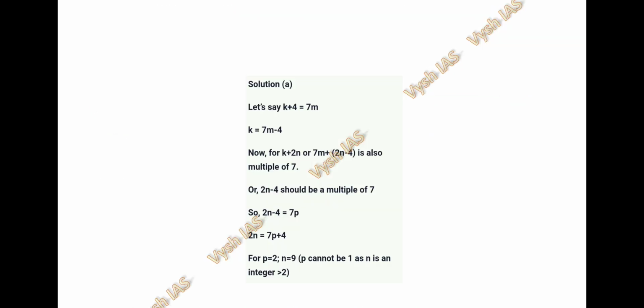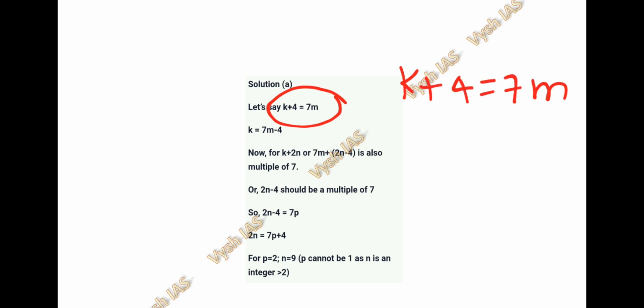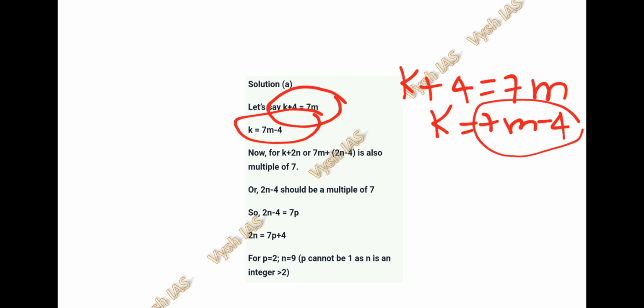As per the question, they have given k plus 4 is divisible by 7. So we have taken k plus 4 in terms of 7. K plus 4 is equal to 7m, because it is divisible by 7. So what is the value of k? 7m minus 4. That is what I have written over here. In the second step, they have given that k plus 2n is also divisible by 7. So let's substitute 7m minus 4 for k in k plus 2n. So k value is 7m minus 4 plus 2n.